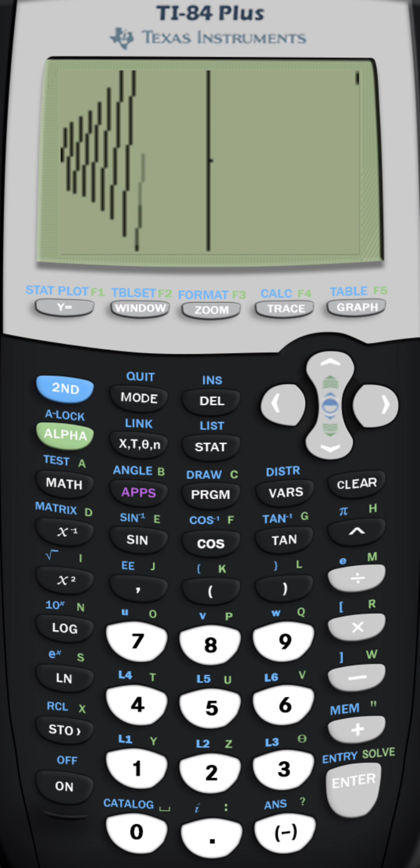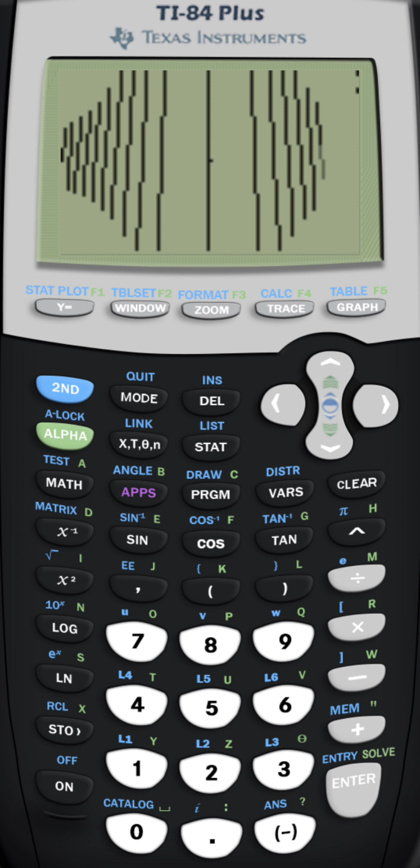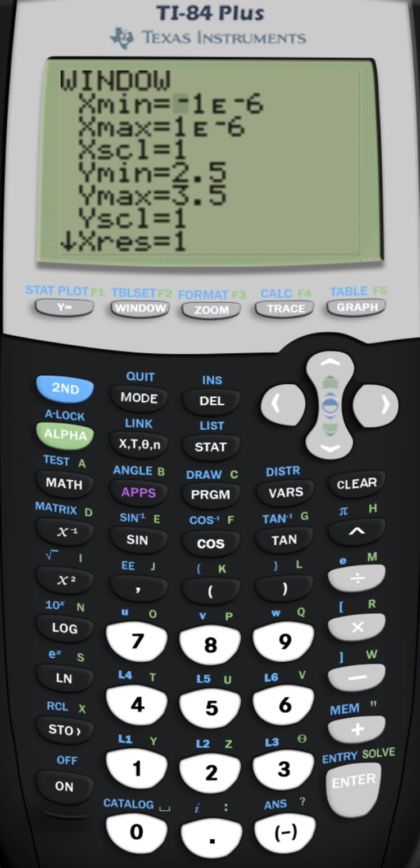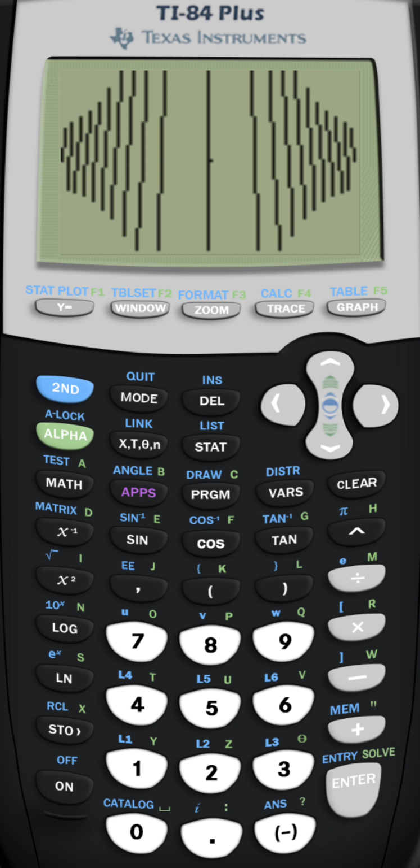Oh, well, this is interesting. Using the trace feature, y is 1, y is 1. Did I do this right? It's max x, min 3.5. Trace at x equals 0, y equals nothing.